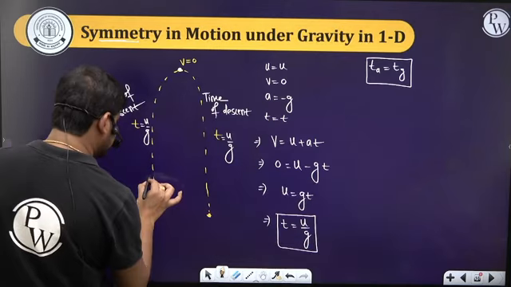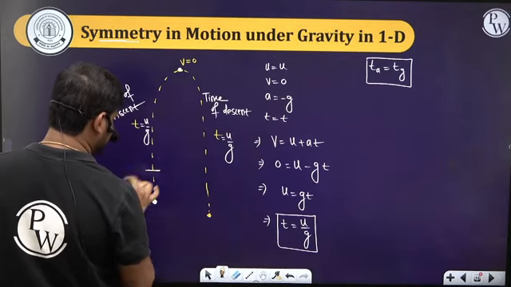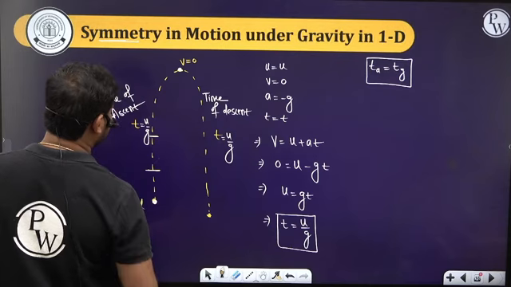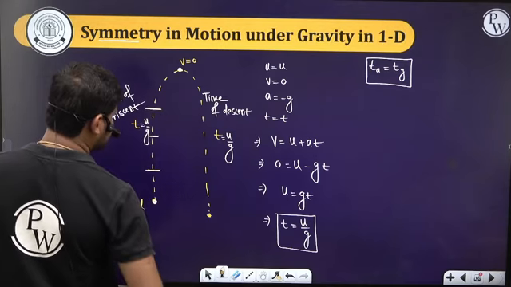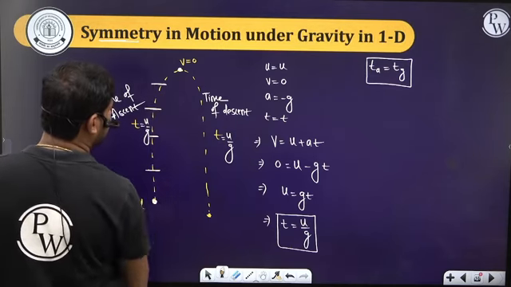So in the first second the body has traveled till here, let's suppose. In the second second the body has traveled till here. In the third second the body has traveled till here. In the fourth second the body has traveled till here.